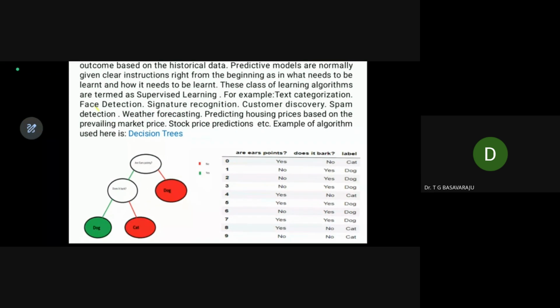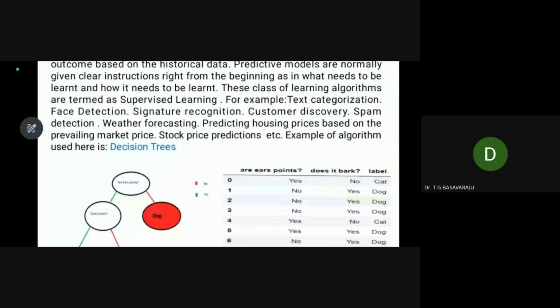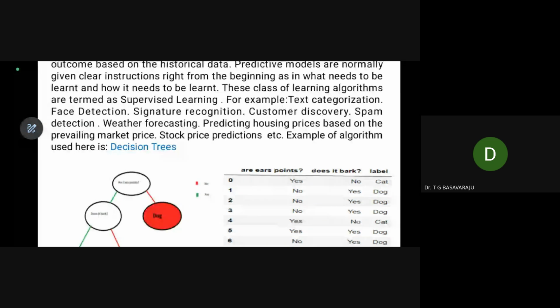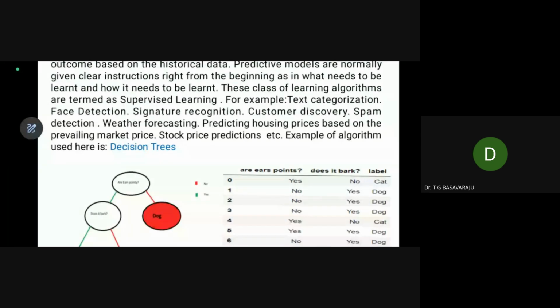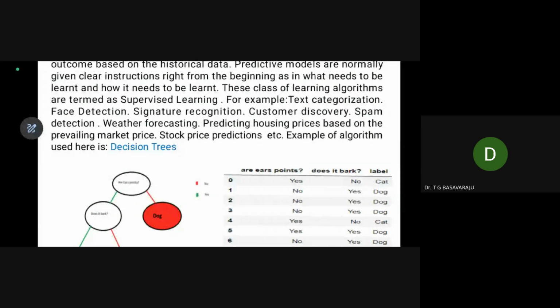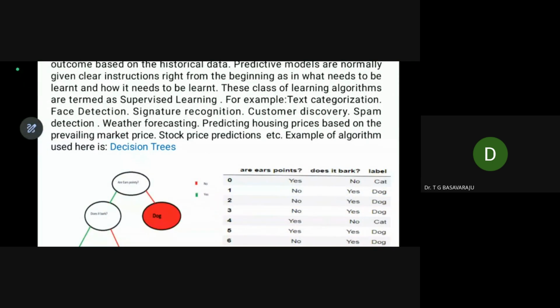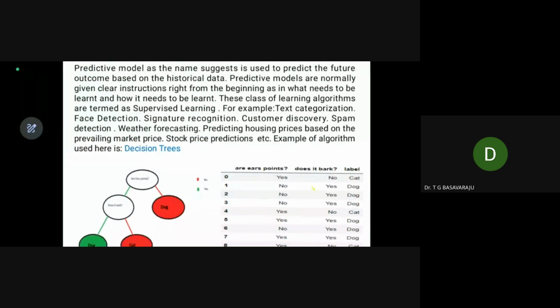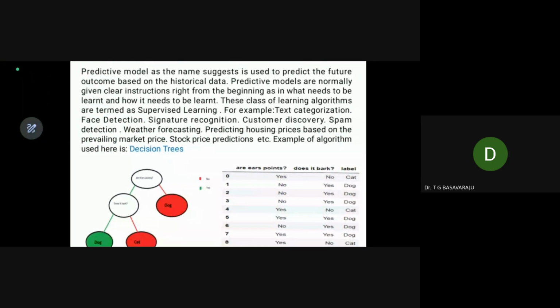So lots of applications are there for supervised learning, like text categorization, face detection, signature recognition, customer discovery, spam detection, weather forecasting, predicting housing prices, and stock prediction. Lots of examples you can have with respect to supervised learning models.